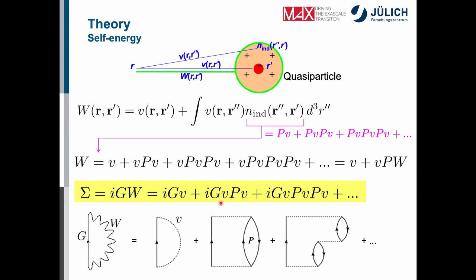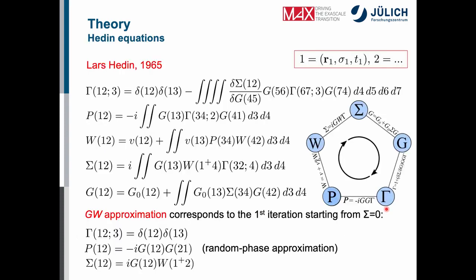This derivation, or rather motivation, of the GW approximation might sound a bit vague. Indeed, there is a firmer theoretical foundation. Actually, one can derive the GW equations in different ways. Here, I want to mention the Hedin equations. They are a set of integral differential equations of the Green function, G, the self-energy, sigma, the screened interaction, W, the polarization function, P, and the vertex function, gamma. The self-consistent solution of this set of equations would give the exact solution of the many-body problem.